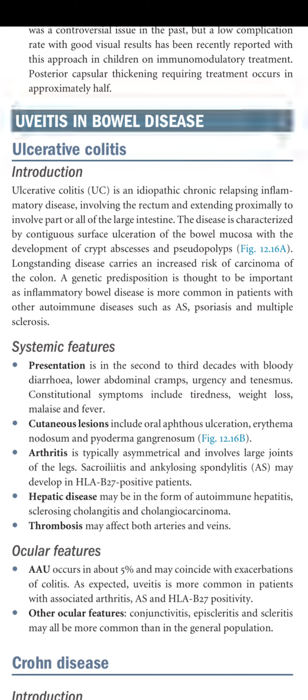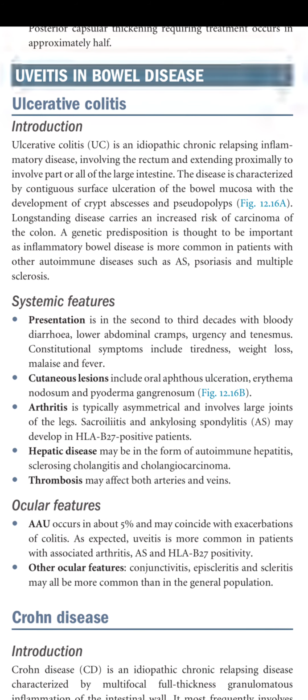The disease is characterized by contiguous surface ulceration of the bowel mucosa with the development of crypt abscesses and pseudopolyps. So basically ulcers are formed in the bowel mucosa, and there are crypt abscesses and pseudopolyps. Long-standing disease carries an increased risk of carcinoma of the colon. A genetic predisposition is thought to be important, as inflammatory bowel disease is more common in patients with other autoimmune diseases such as AS, ankylosing spondylitis, psoriasis, and multiple sclerosis.